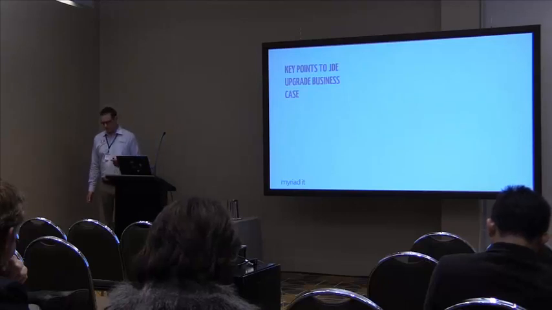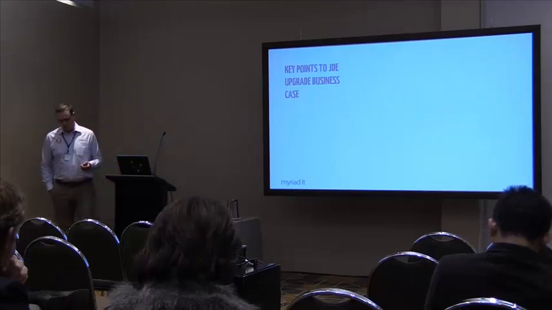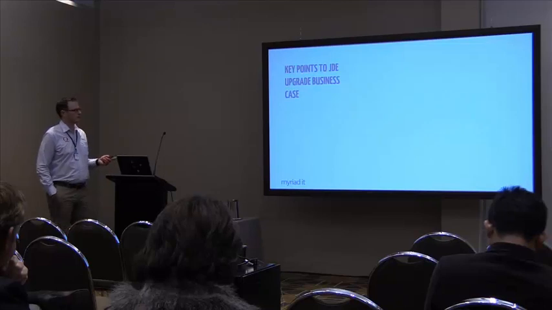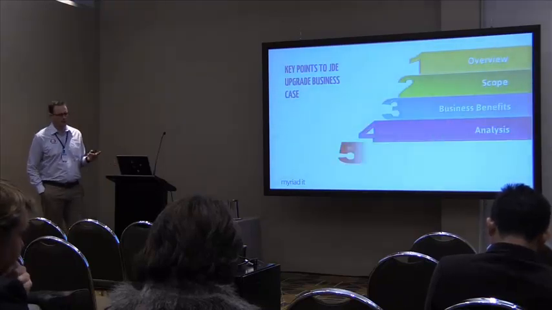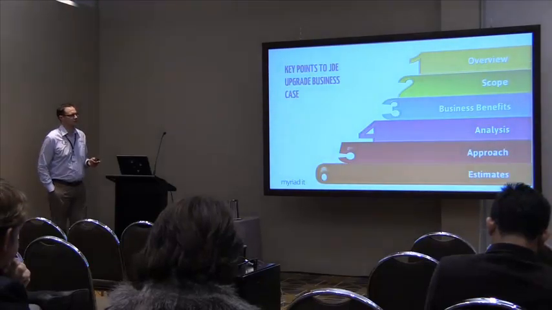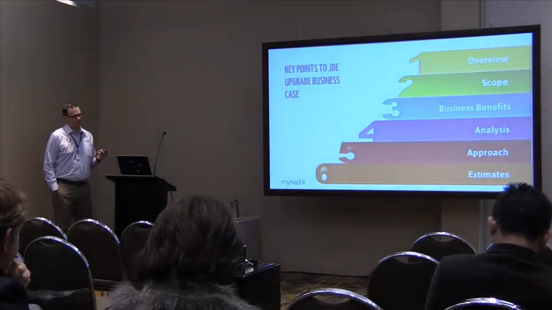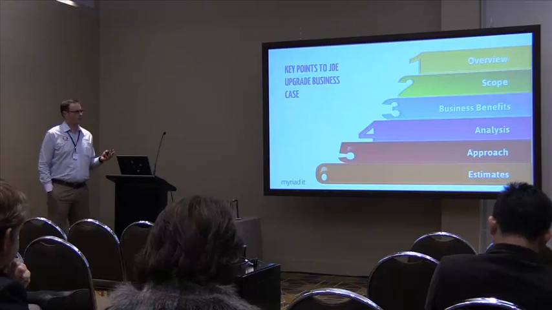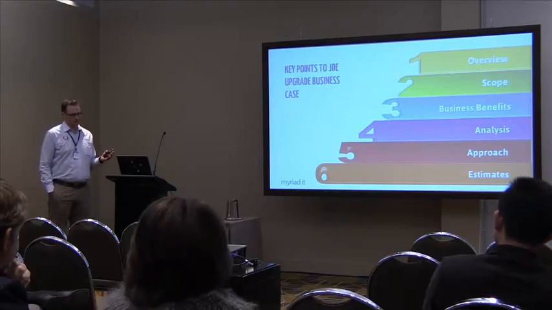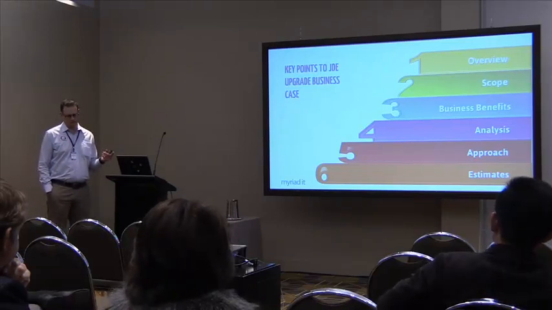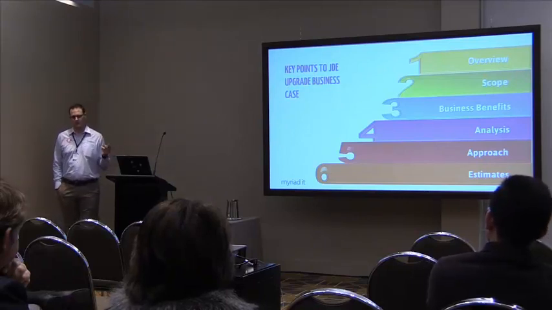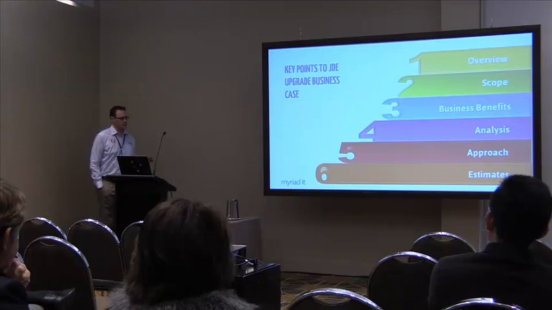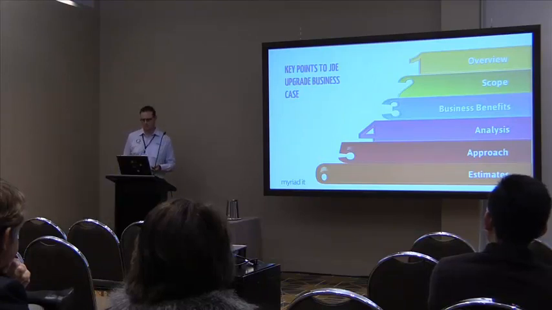So, thinking of those and thinking about a business case, we've identified six key points to a JD Edwards business case. They're not the only ones, but these are the ones we see as the key. So, an overview, the business case, the scope, business benefits analysis. So that's thinking about risk, constraints, assumptions, the approach that I'm going to take, what type of upgrade I'm going to do, and then estimates, time and cost, what's involved.